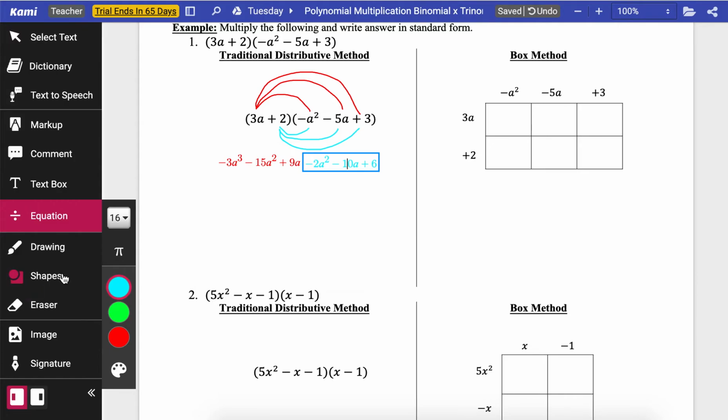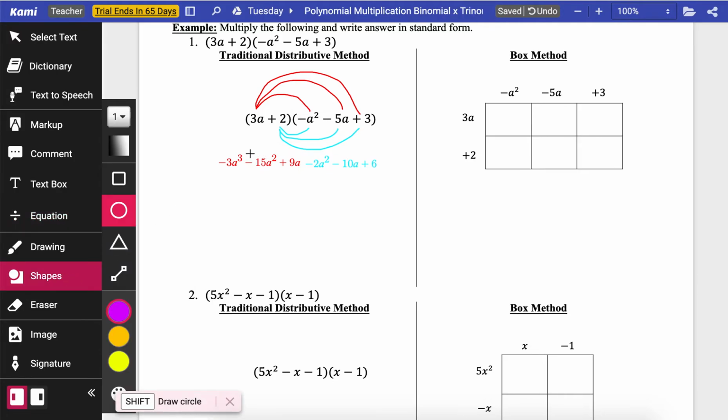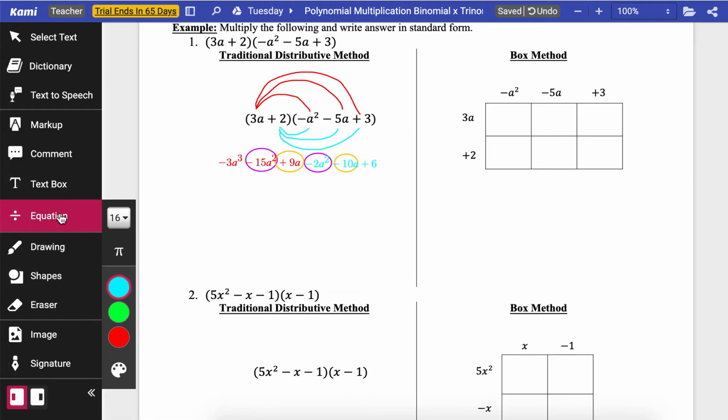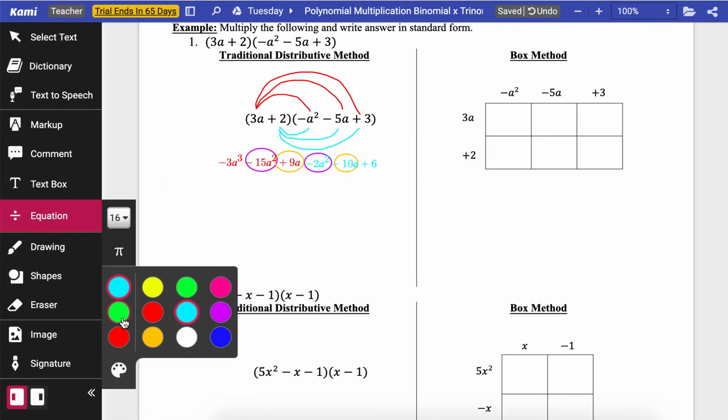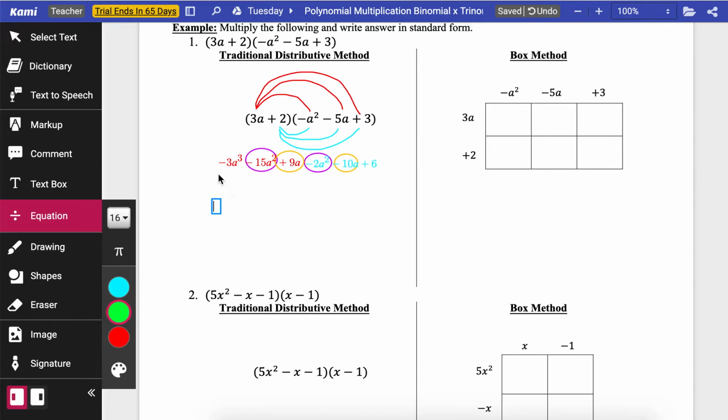So next, all we're going to do is look for any like terms that we have, and we should see a couple show up. Negative 15a squared is a like term with negative 2a squared. And 9a is a like term with negative 10a. So let's write our final answer in standard form with the exponents going down, right? So we start with the negative 3a cubed, the highest degree term. Then we're at our a squareds, but this is a like term with this. Negative 15 minus 2 is negative 17a squared.